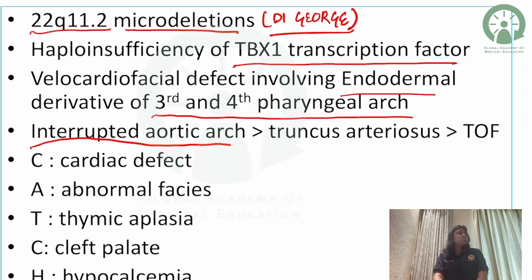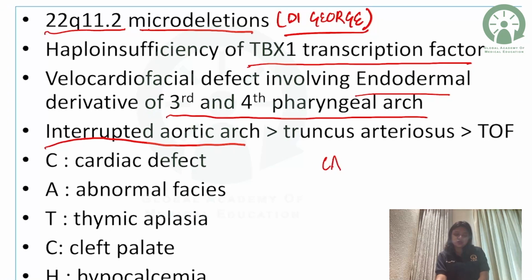I told you previously also that in TOF, the most common association that you get is DiGeorge syndrome. But in DiGeorge syndrome, the most common cardiac lesion is not TOF, but interrupted aortic arch. And we all know the mnemonic, that is catch-22.